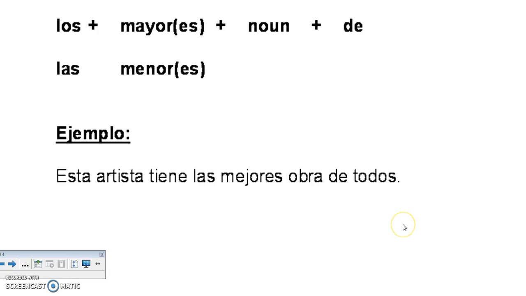Okay, so our example here, esta artista tiene las mejores obras de todos. So this artist has the best artwork of all.